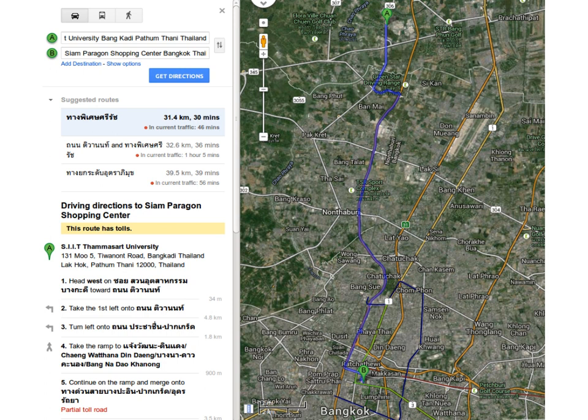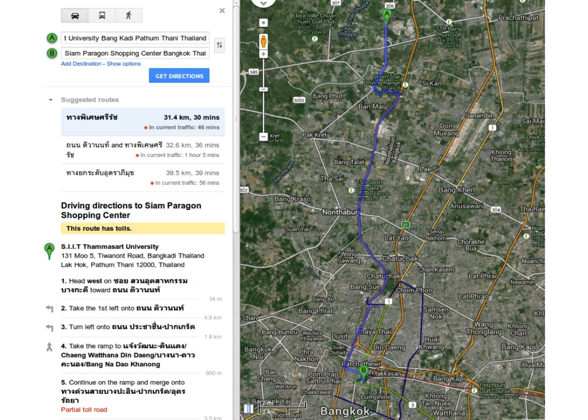Let's have a look at some of the results that Google Maps returned this morning. The first path it showed me here says the distance is 31.4 kilometres, so let's say that's the distance of the road segments if we take this blue line. The normal time is 30 minutes, so Google has calculated that if we travel at normal speed across each of those road segments, the time it would typically take is 30 minutes.